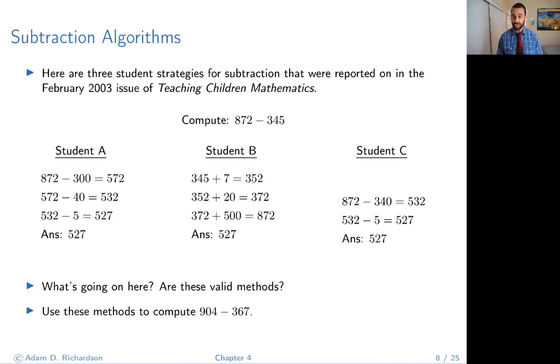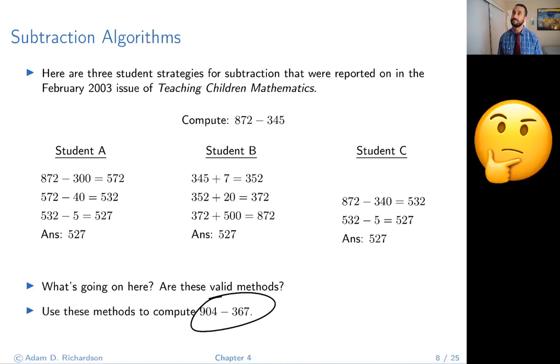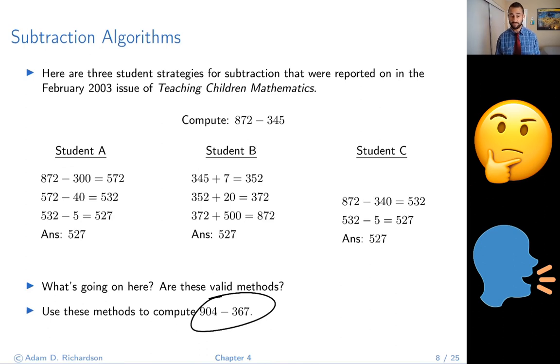Yeah, so what I want you to try at home is I want you to try computing, or using these methods to compute, 904 minus 367. So go ahead and take a little bit of time and work on that right now. All right, and now take a little bit of time to talk out loud about what you discovered and what you did.